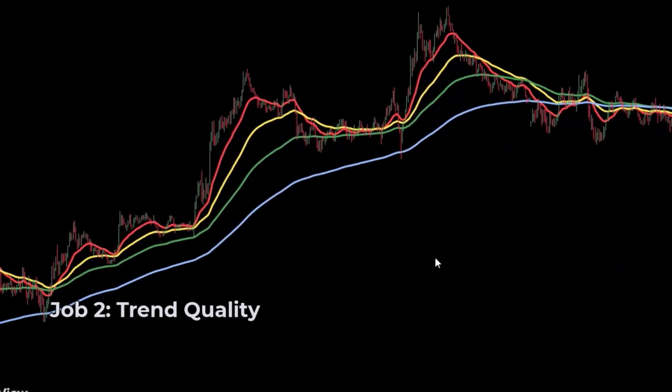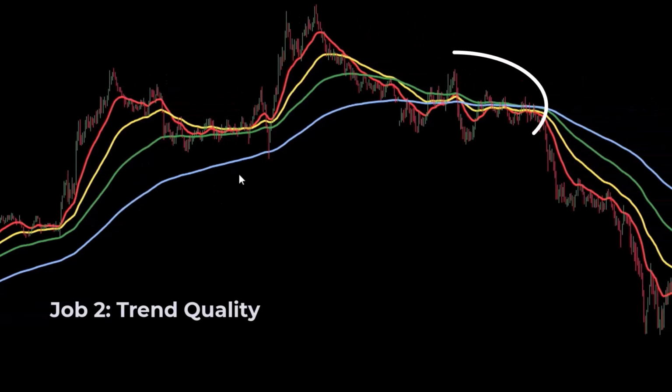A healthy trend usually has a wide ribbon where the moving averages are clearly separated apart. This tells us the trend is strong. But when the ribbon becomes flat, compressed, and the moving averages keep crossing each other, the market is losing direction. In those conditions, it's usually better to stay out of the market and wait for a clearer trend.